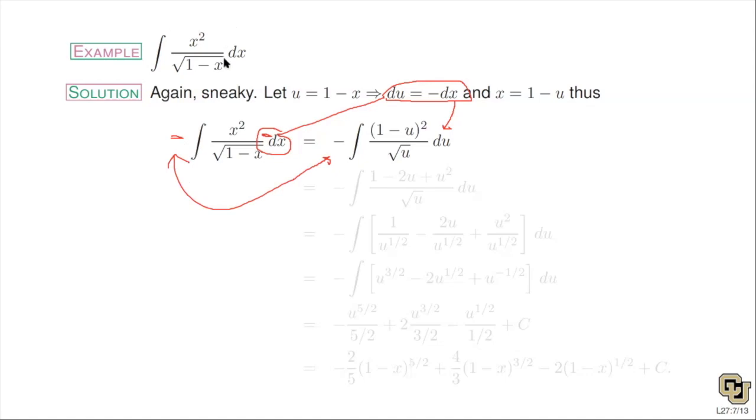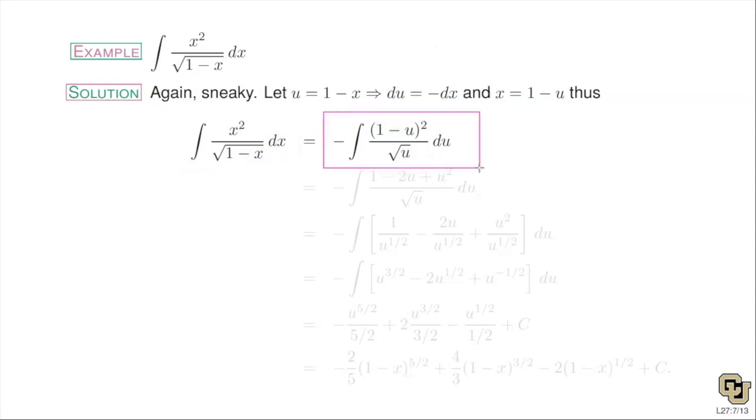And then look what I did in the numerator. I replaced the x with 1 minus u. And in the denominator, I replaced 1 minus x with u. And then we got our du. Everything's converted to the u variable. So now we're in business. And now we can try and solve this problem. Reset. This is now a new anti-differentiation problem.